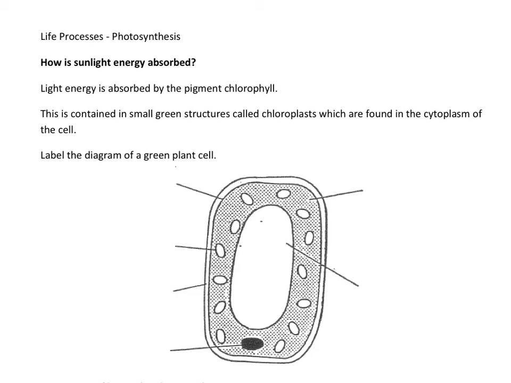Light energy is absorbed from the sun or from an artificial lighting by the pigment called chlorophyll. Be careful about your spelling of that. Maybe practice spelling that just above the word. So it's C-H-L-O-R-O-P-H-Y-L-L. So that's the green pigment, and that is a chemical that makes leaves green. And that chemical, that pigment, is contained in small green structures called chloroplasts. And they are found in the cytoplasm of the cell.